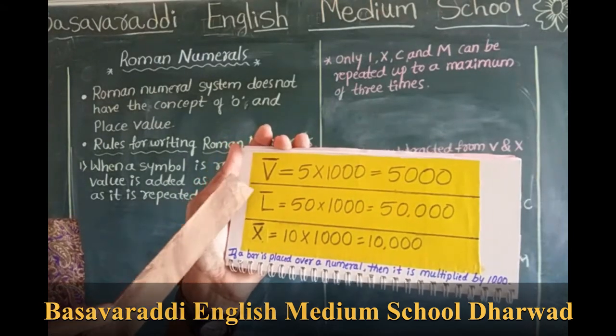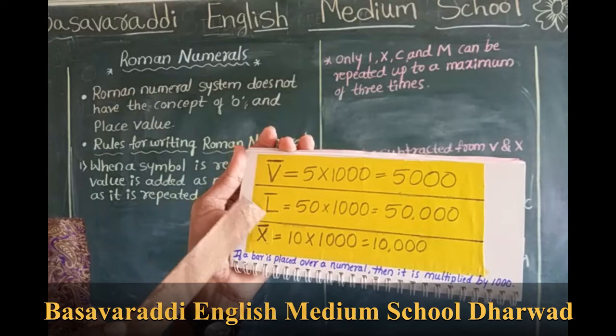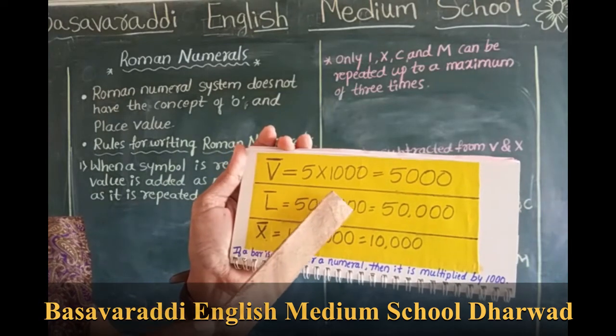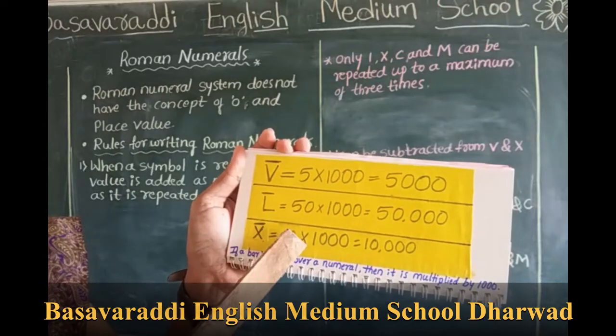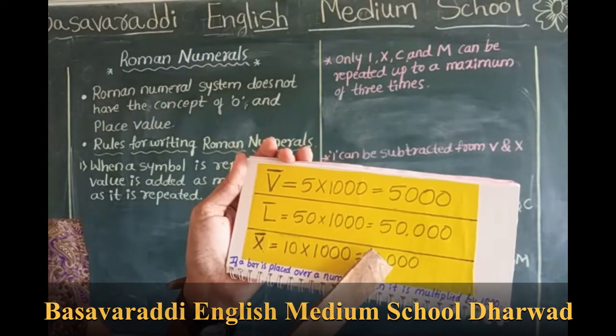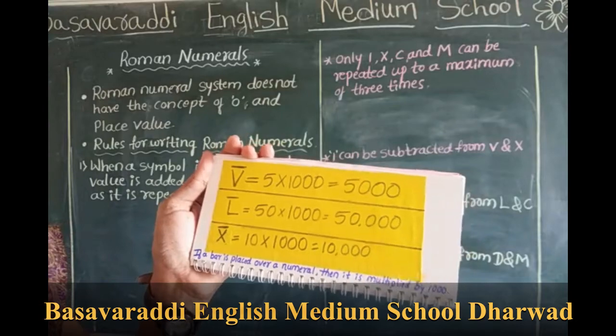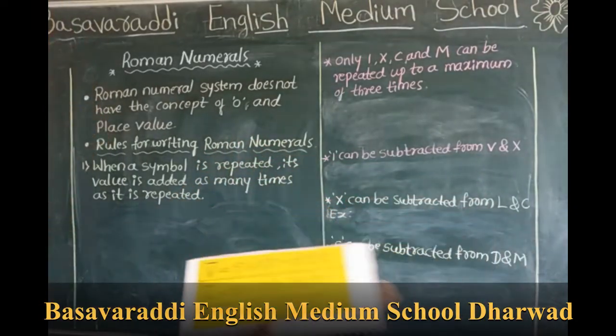When the bar is placed over a Roman numeral, for L bar, 50 into 1000 is equal to 50,000. X bar: 10 into 1000 is equal to 10,000. These are the 5 rules of the Roman numerals.